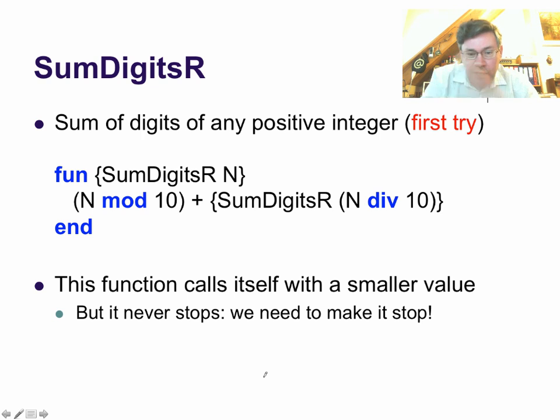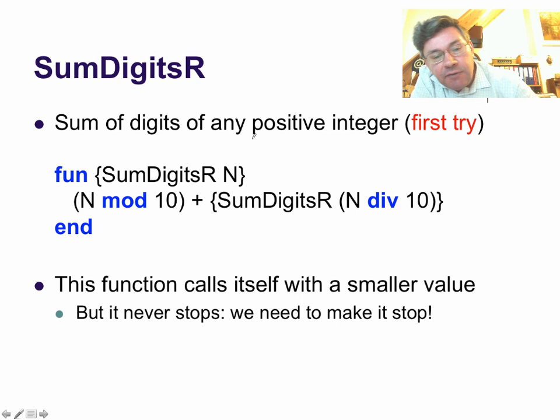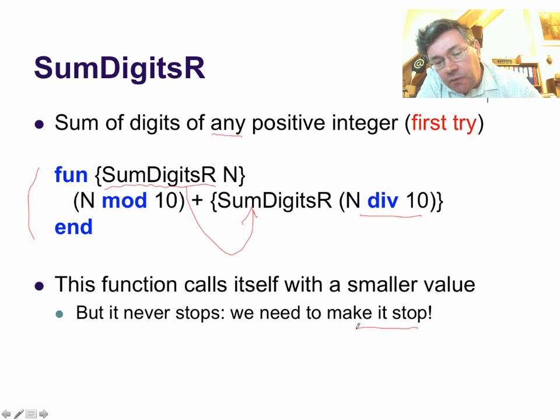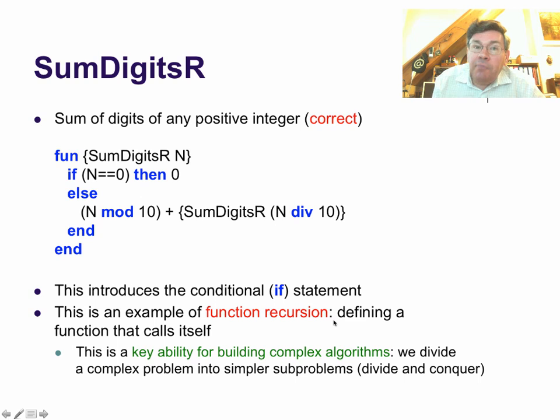The next thing we need is what's called recursion, a function that calls itself. So here is the sum digits r function that works for any positive integers. Sum digits r will call itself with a smaller number. But this particular definition is buggy, it's wrong, because it never stops. We need something to make it stop. So we need another concept. This is the conditional or the if statement. Here, the if condition is a function that returns true or false, which is called a Boolean.